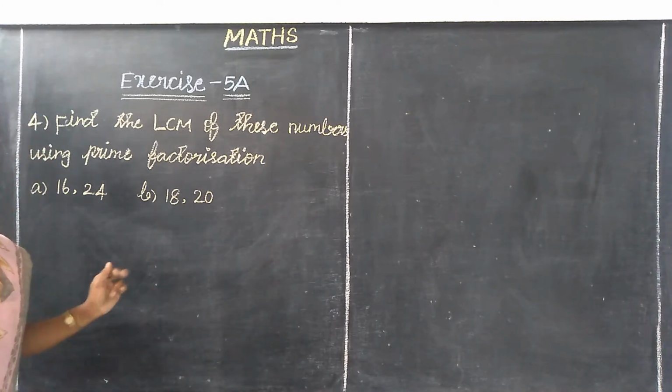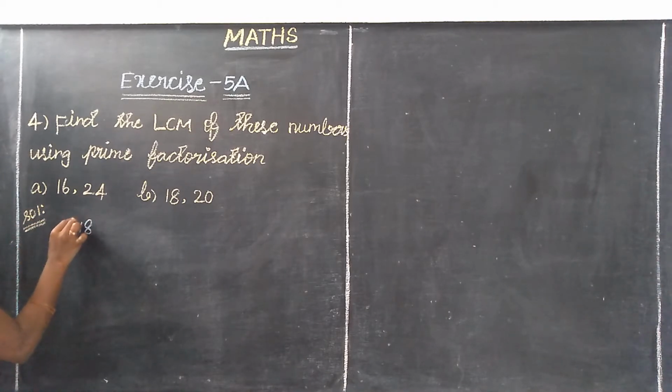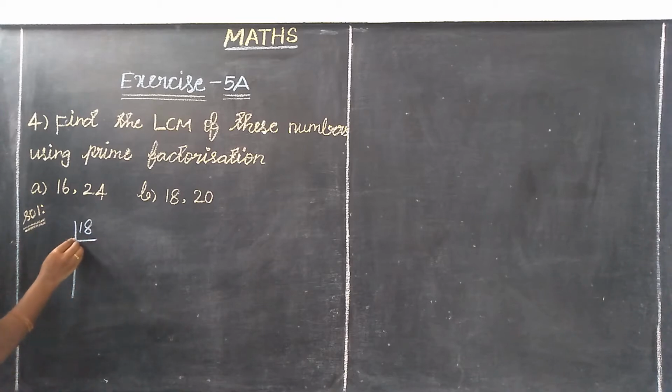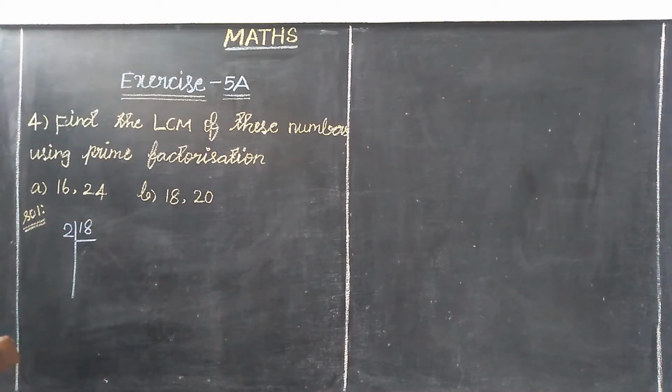First, find out the prime factors. The first number is 18. 18 is divisible by 2, because its last digit is 8. How many times does 2 go into 18? 9 twos are 18.